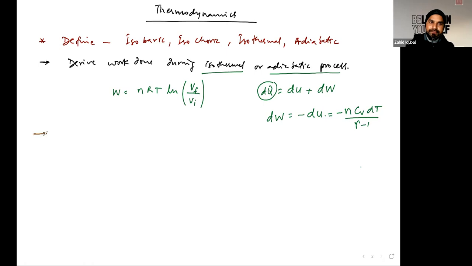Next question will be, on the basis of this, define CP and CV, why CP is greater than CV, and derive a relation between these two parts.